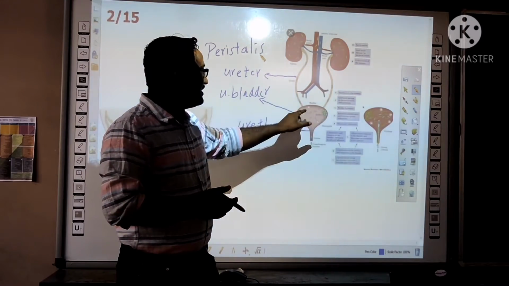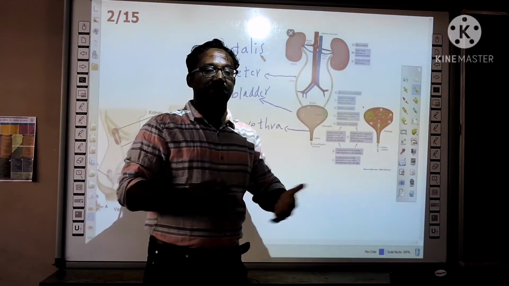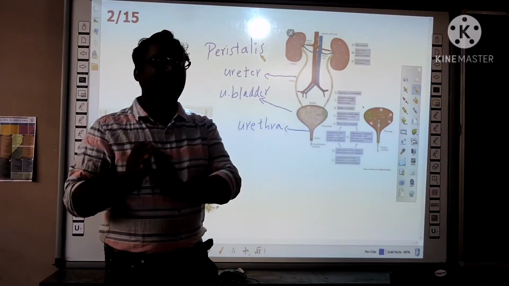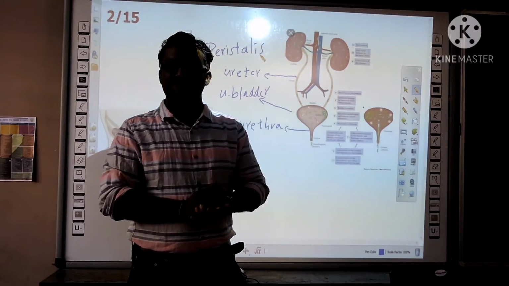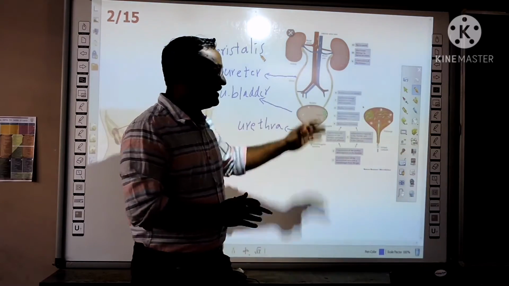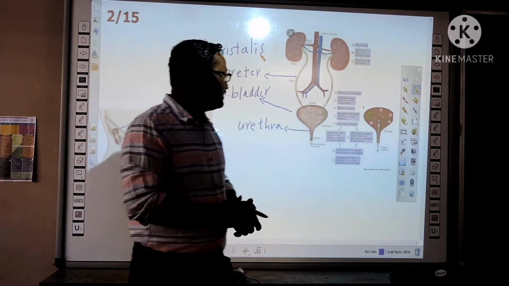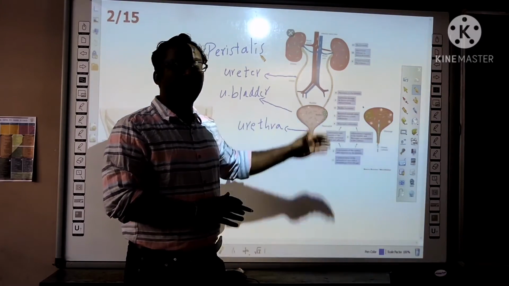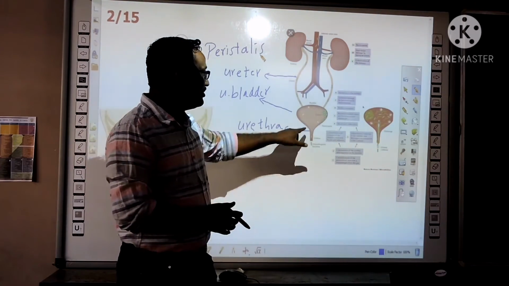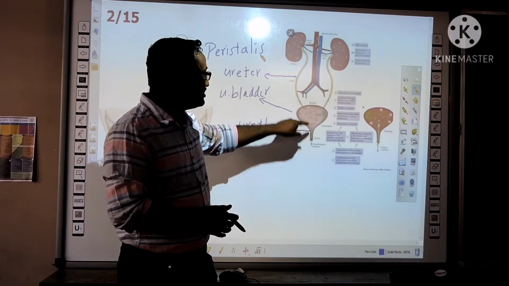So usually the urinary bladder capacity is 300 to 800 ml of urine. It can store up to 800 ml urine, so it can expand. So the next part is the urethra. The urine passes out from the body through the urethra. The urethra connects to the urinary bladder.